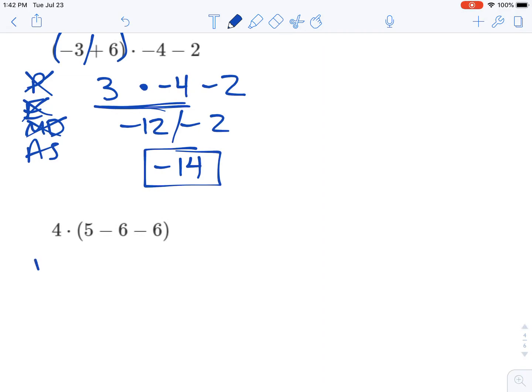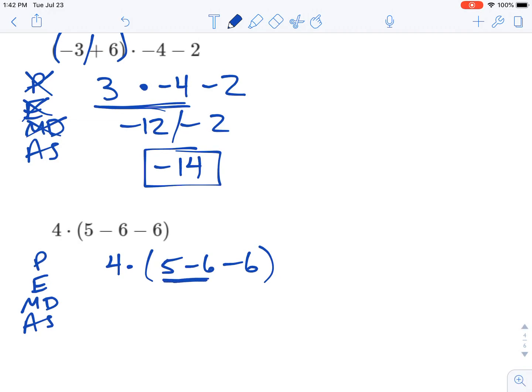For the last one here, we do have parentheses. We do not have exponents. So in our parentheses here, we're going to do that first. So we've got 5 minus 6 minus 6. So we're going to redo order of operations again on the inside. There's no more parentheses. There's no multiplying. So we just do the first thing we see, adding and subtracting, which is just the subtracting. So 5 minus 6 would be -1. Still another -6 though from this one.